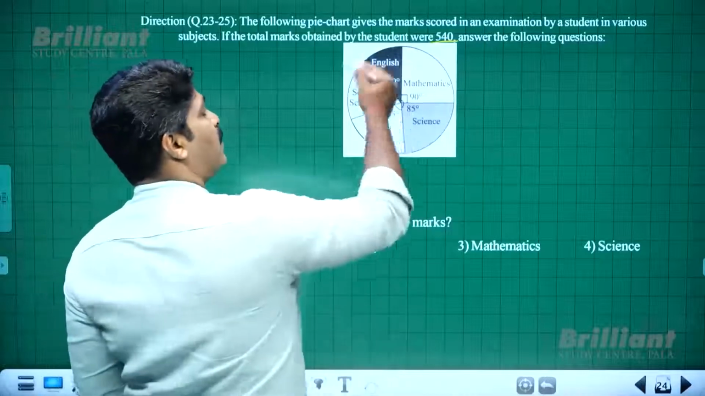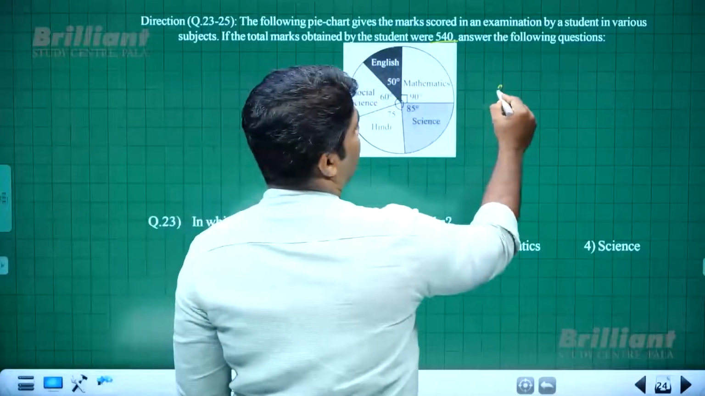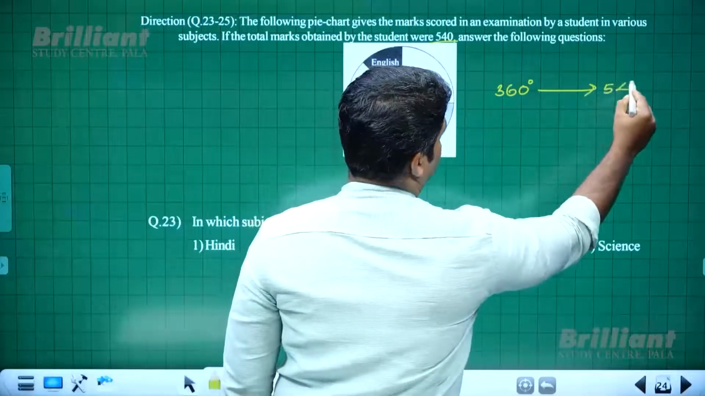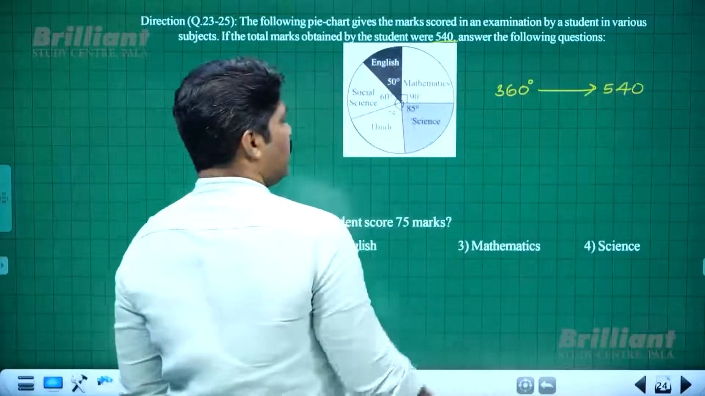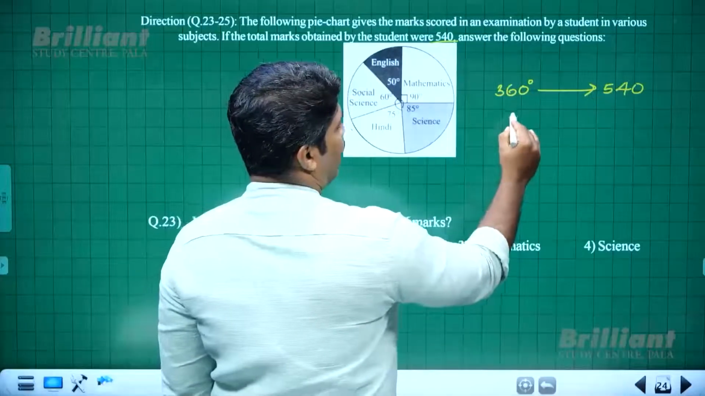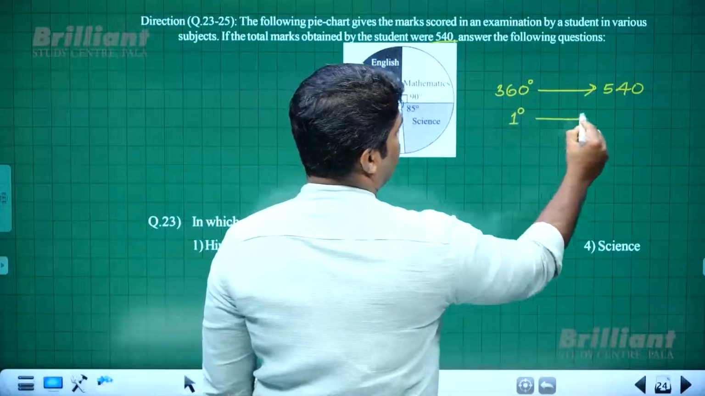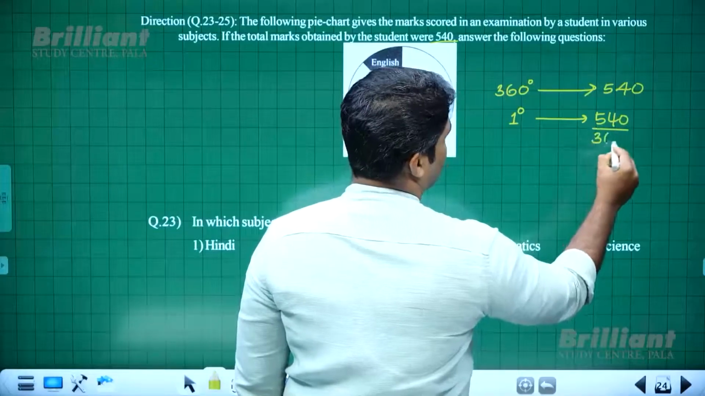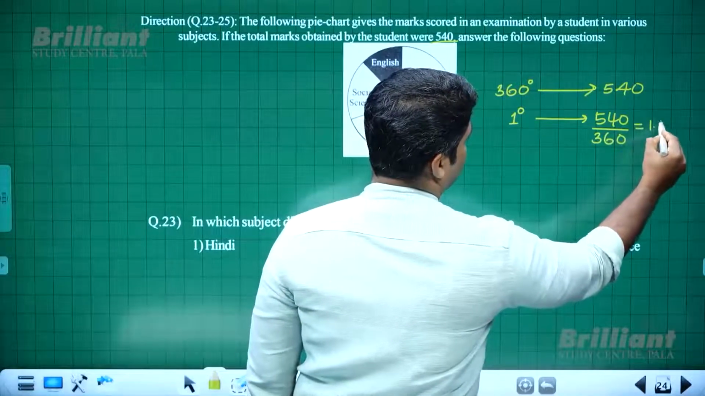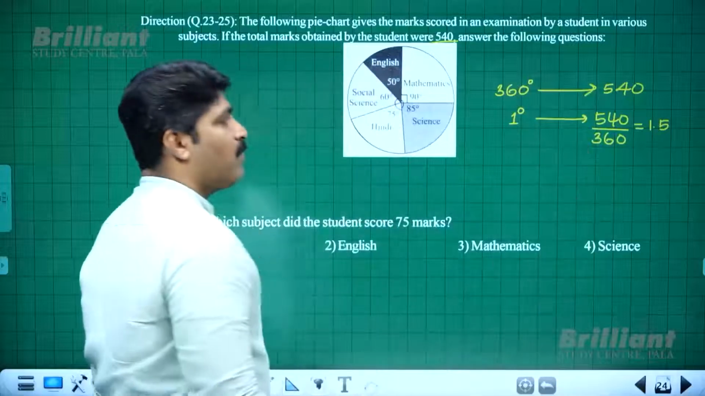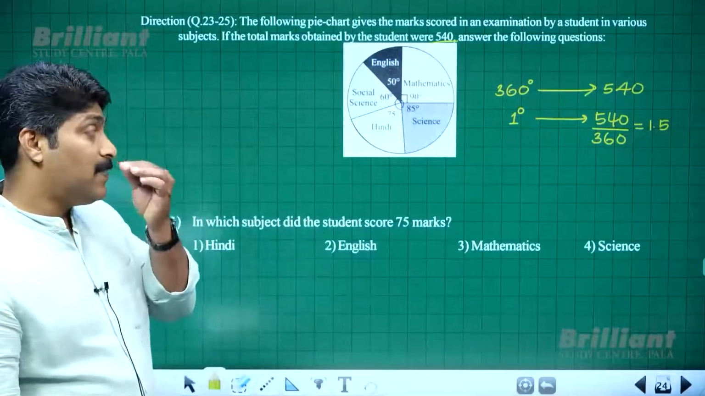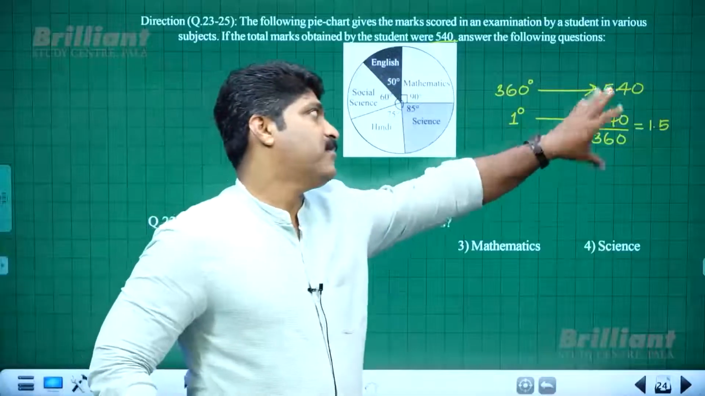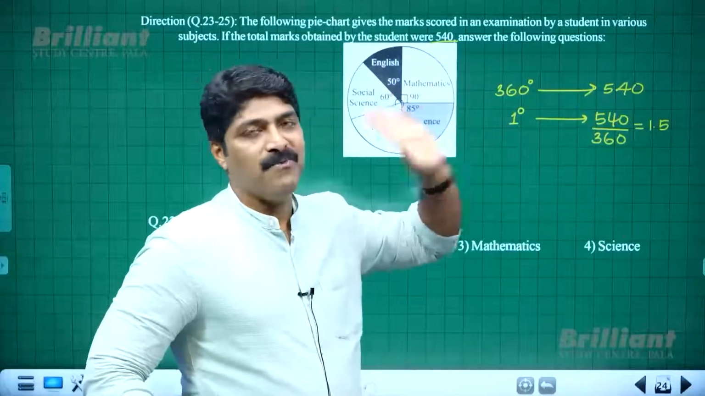Here, this total mark is 360 degree, right? So that is 540. That means in this diagram, each 1 degree shows how much? 1.5 mark. So that's a very important conversion here. In each 1 degree, that is 540 divided by 360, that is 1.5 mark.